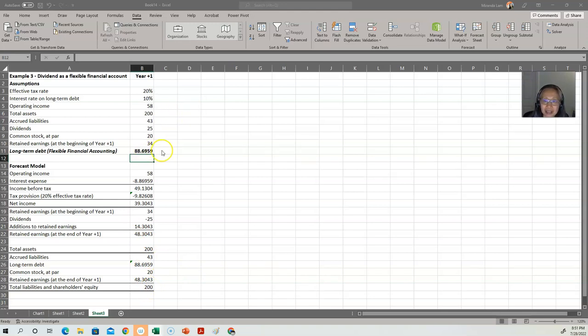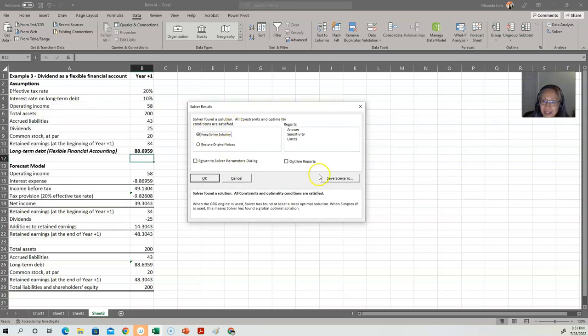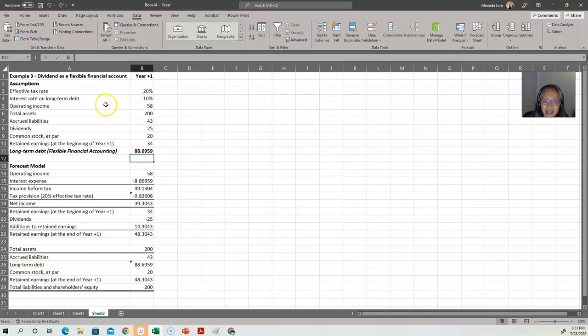So once again, you say keep the solver solution, everything is okay. All right. So that's one strategy you can use to get to a very precise answer. The other thing that you'll notice is I didn't use any rounding in this problem. If you use rounding, then you may never get to exactly $200 because you'll keep changing. But we know that it's somewhere around 88.7, so 88.69.